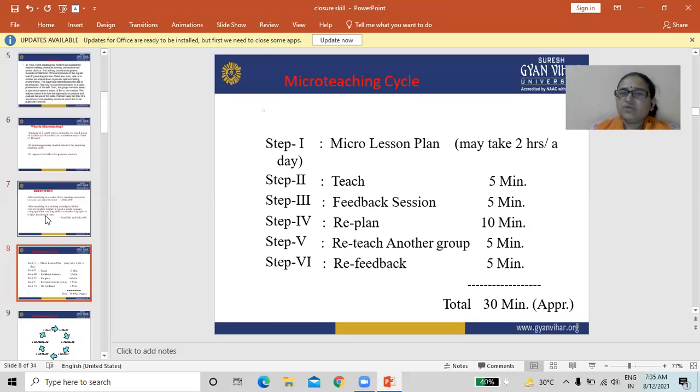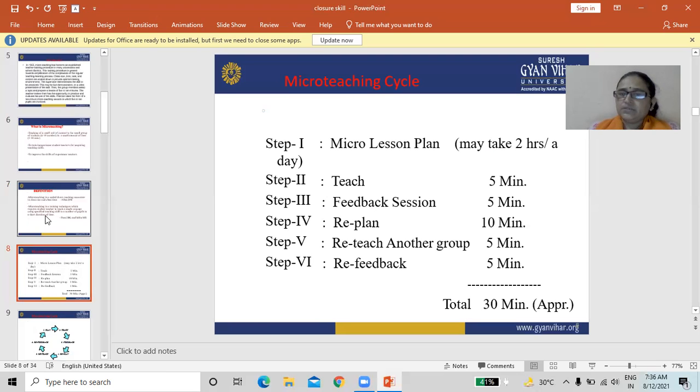First is micro lesson plan, second step is teach, generally 5 to 10 minutes allowed to teach on a particular skill, and feedback session 5 minutes, feedback given by the expert teacher and the pupil teachers in the class are also allowed to give feedback. Feedback includes both types, positive feedback and negative feedback.